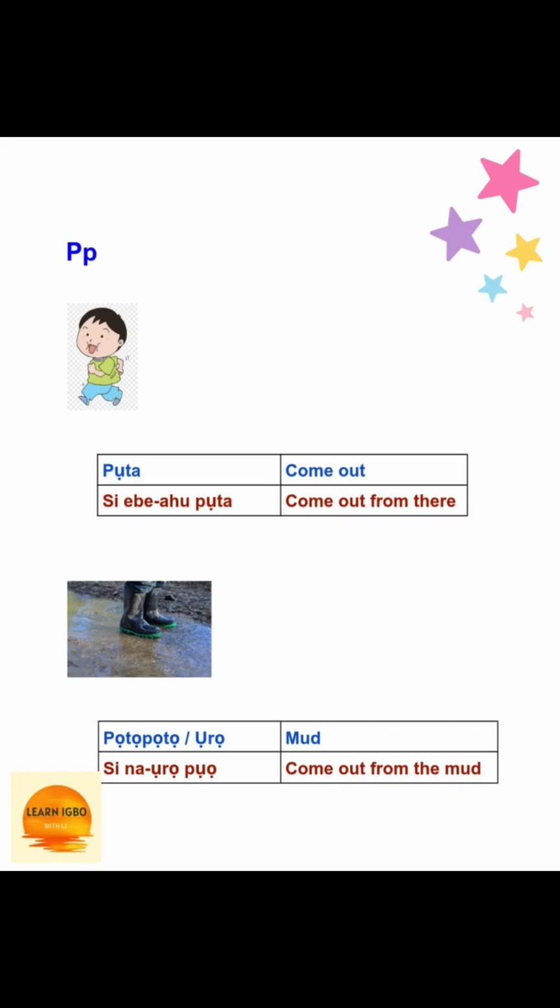Example number two. Potopoto. Mud. Used in a phrase or sentence: Si na ụrọ pụọ. Or you can say, Si na potopoto pụta. Come out from the mud. Ngwanụ, ka ọ dịbanụ. Thank you.